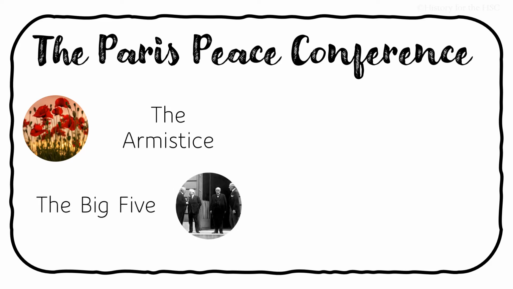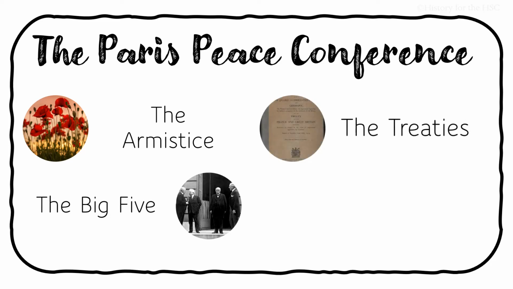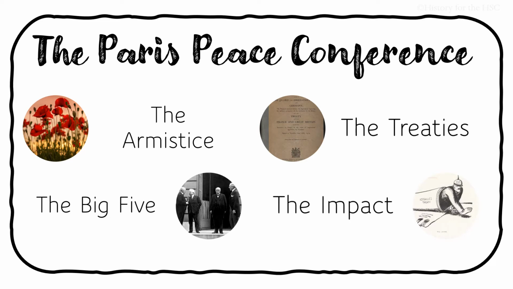We will then consider the Paris Peace Conference as a whole, but largely focusing in on the role of the Big Five. Following on, we will consider the treaties that were signed with all of the powers, not just the Treaty of Versailles with Germany, but the other treaties that were signed and how they impacted the various nations. And lastly, we will consider the impact of the Paris Peace Conference and the treaties on various nations and how this set up the world that was the interwar period.